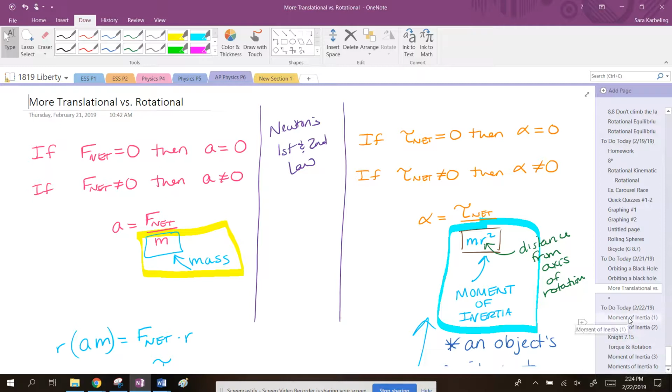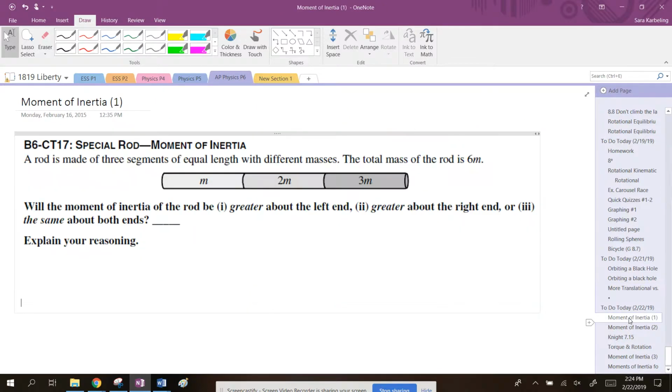I want to look at a more numerical question now to see if this is sitting okay. We've got this rod that's made of 3 segments. They're all the same size, but made of different materials. You with me there? 3 different materials, equal length, different masses. So this one's M, 2M, and 3M. It says the total mass of the rod is 6M. Thank you, we got that.